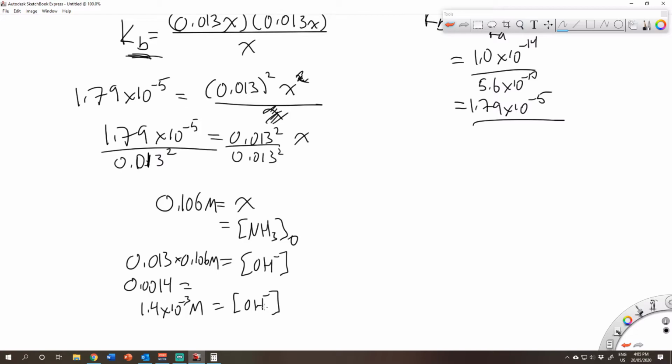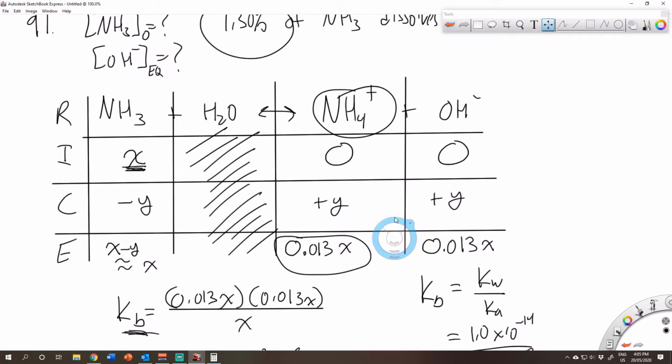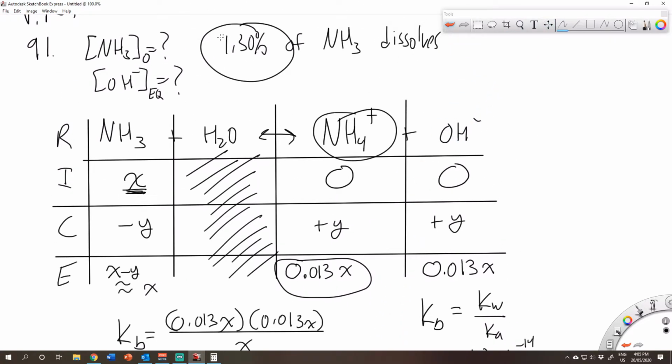That's how that one is done. The trick here is realizing that the 1.3% dissolving is going to translate into your equilibrium concentration. All right, hopefully that helps. So that's question 91. Let's go on to question 92.